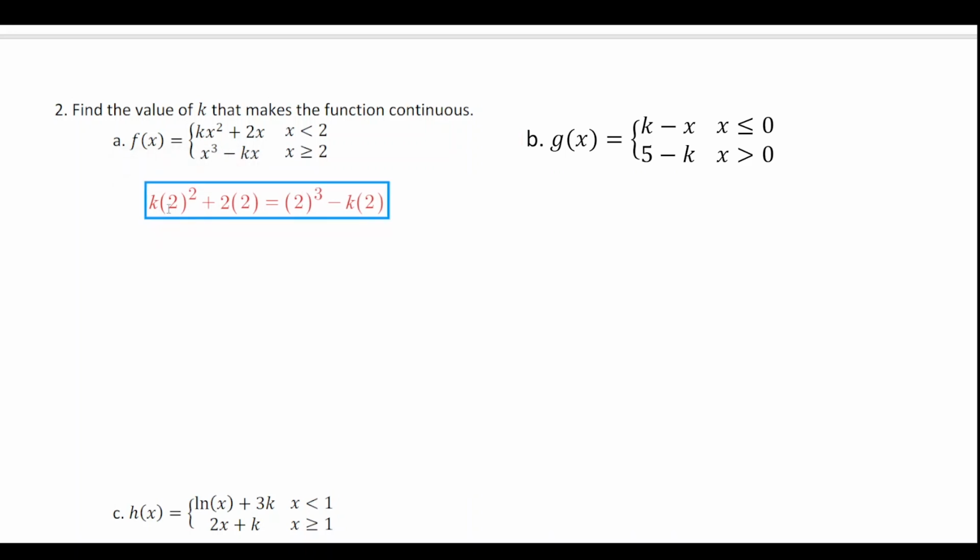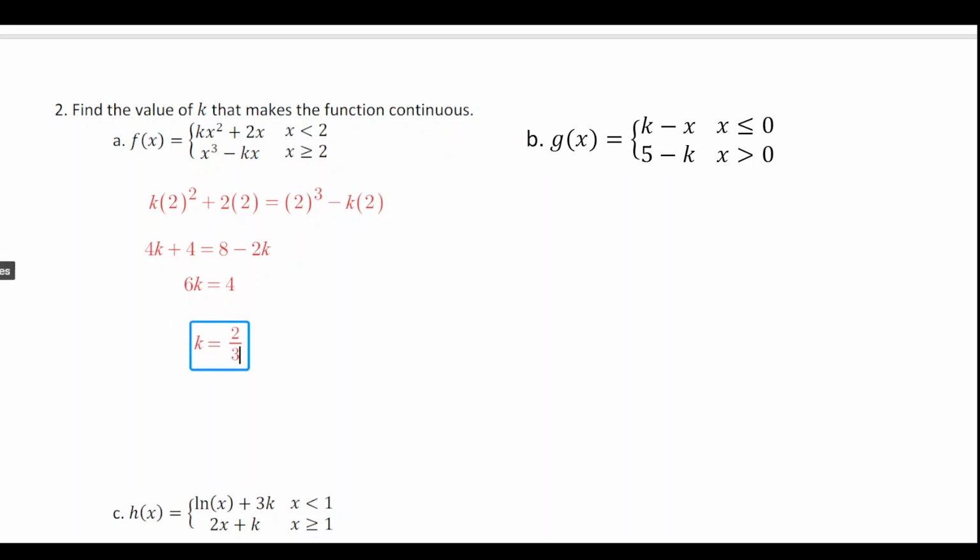Okay, so let's go ahead and start simplifying this. We got 2 squared is 4, so 4k plus 4 equals 8 minus 2k. So I want to collect my terms here. I'm going to add 2k to both sides to make that 6k. And I'm going to subtract 4 from both sides, and we get 8 minus 4 is 4. And so k is 4/6, which reduces to 2/3. And so if k is 2/3, then this function is continuous.